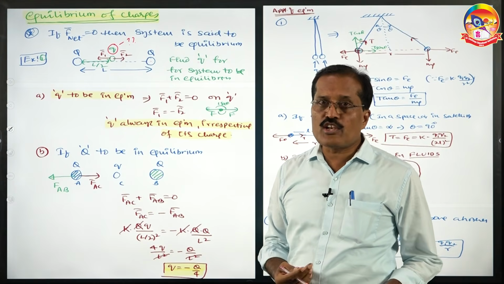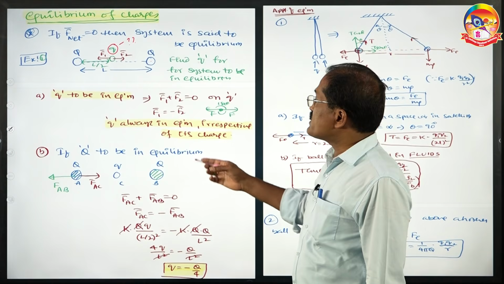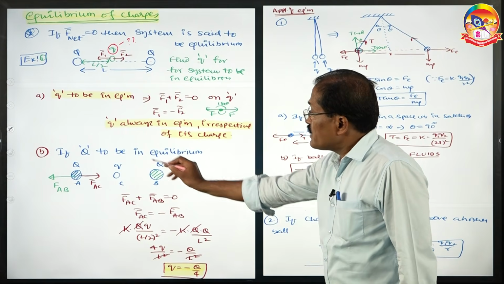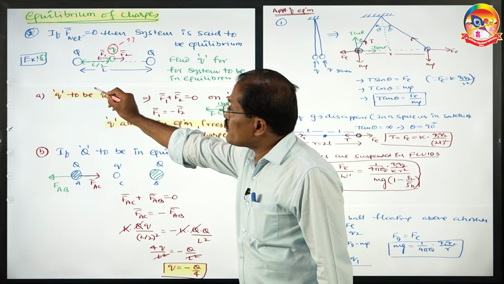Then what must be the value of that? Okay, we got that position. What must be the value of this? And we can also calculate that. You can find out here the q to be in equilibrium. Here I am taking the second part. The first one, the small q to be in equilibrium, I took already.